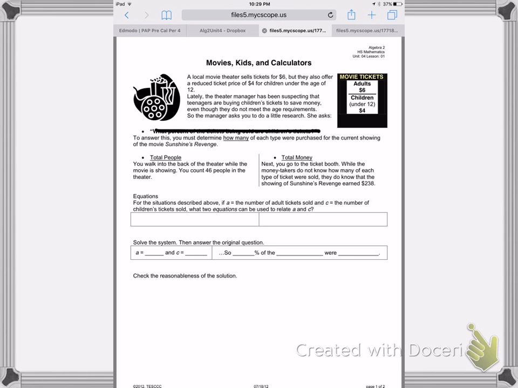To answer this, we have to determine how many of each type of ticket were sold. So you walk into the back of the theater while the movie is showing and you count 46 people. Just 46 people. You don't know if they're adults or students, but you know there's 46. Then you go to the ticket booth and you find out that there's $238 in the tickets. So your job is to find out how many of each type of ticket were sold. I like to call this how many and how much.